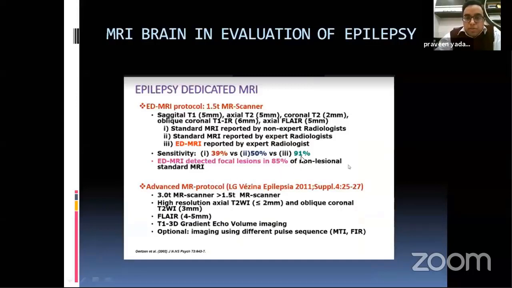You can see that the pickup rate is almost 91% compared to a simple MRI, which comes around 39 to 50%. That depends upon the expertise of the radiologist also. If the radiologist is very well versed in epilepsy, then the pickup rate is 91% for various sorts of lesions, because sometimes a focal cortical dysplasia and depth of sulcus dysplasia is very difficult to pick up with a normal MRI sequence. So you have to do additional sequences and thin cuts to find out the underlying etiology.